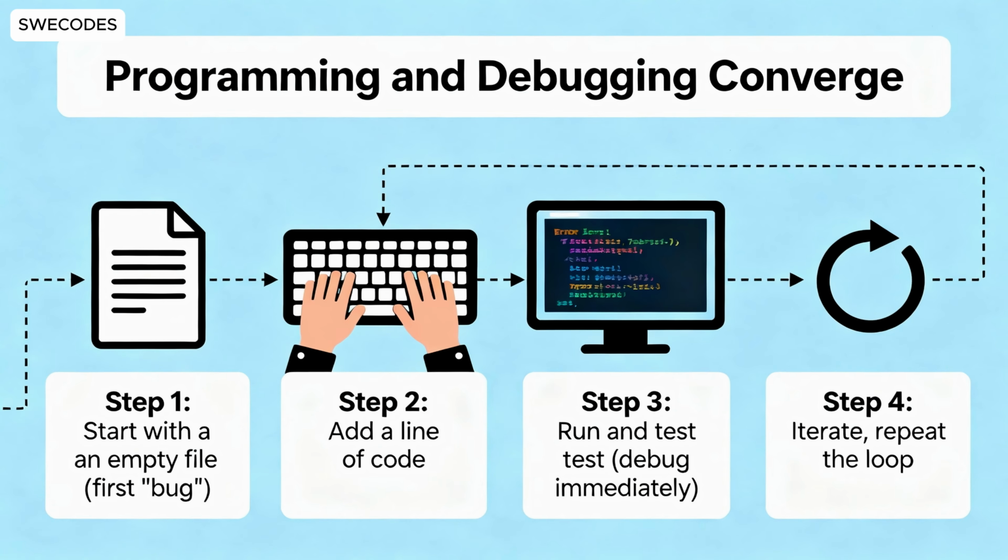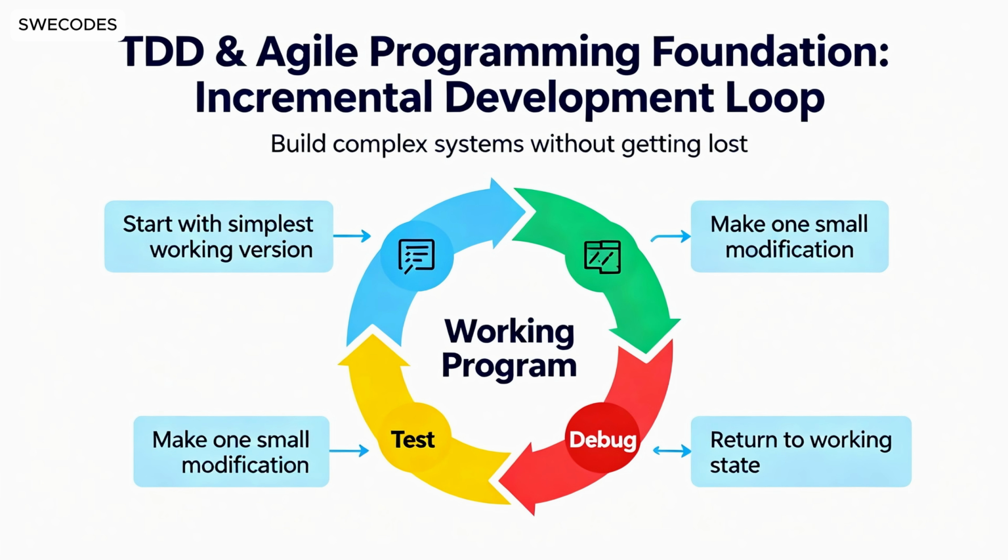Think about it. You start with an empty file, a program that does nothing. That's your first bug. You add a line of code. You run it. You've made one small modification, and you immediately test or debug it to see if it does what you intended. This is the entire foundation of modern techniques like test-driven development, TDD, and agile programming.